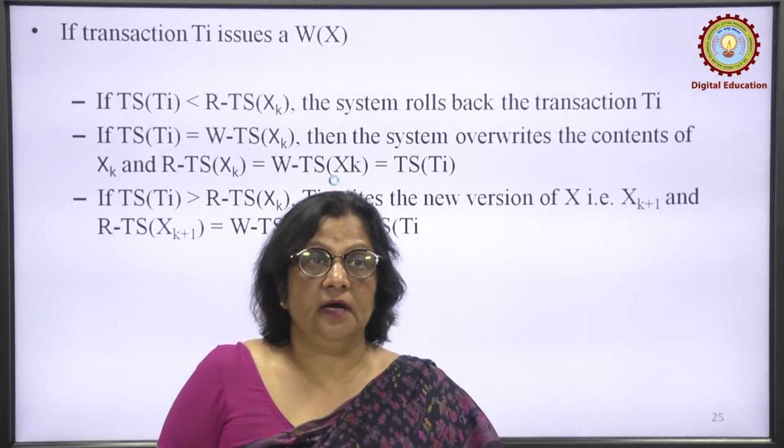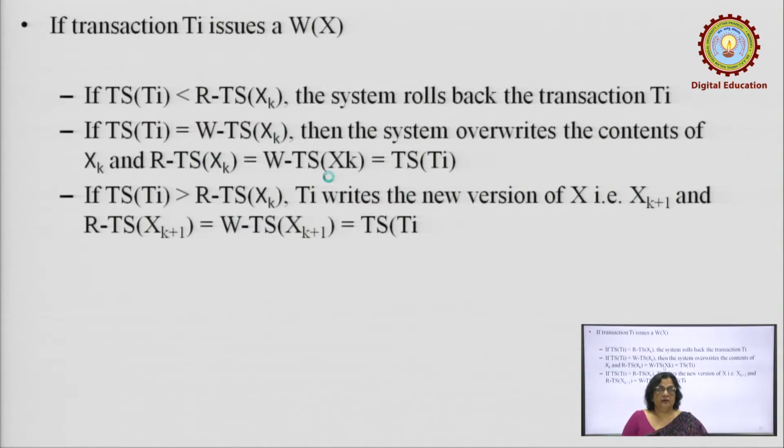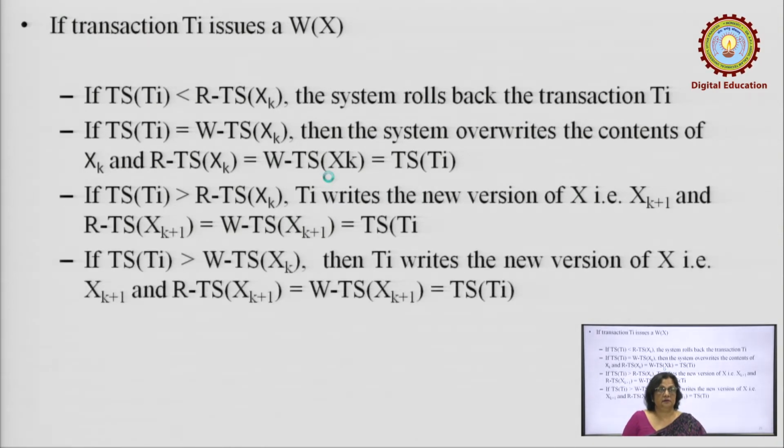If the transaction Ti has a timestamp greater than the read timestamp of the version xk, then a new version is written, let us say xk+1, and the read and the write timestamps of the new version are set to TS of Ti. If TS of Ti is greater than the write timestamp of xk, then Ti writes a new version, again xk+1, and the read and write timestamps of xk+1 are set to the timestamp of the transaction Ti.